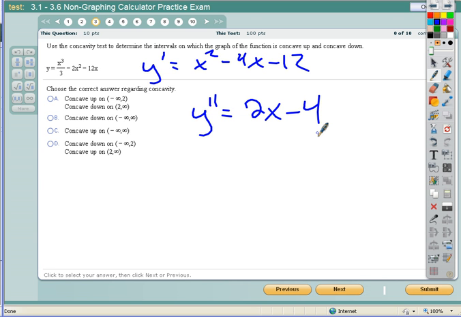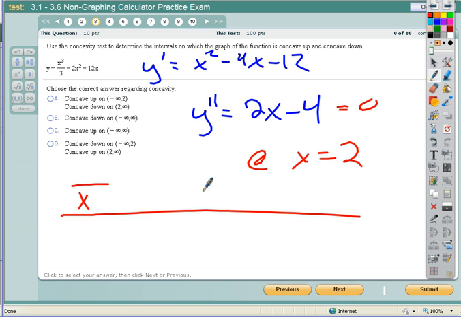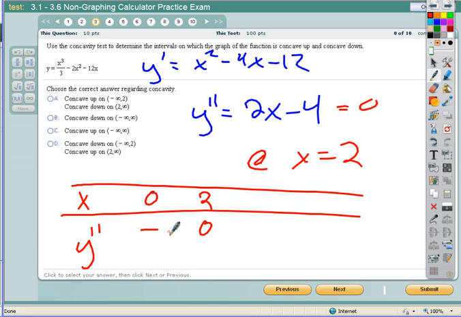And so if we made a little table, 2 is going to be our critical number of the second derivative. Notice that's a y double prime. For values less than 2, like 0, we would get a negative second derivative. For values bigger than 2, like 10, we'd get a positive. And so then doesn't that just mean that it's going to be concave down on the interval up to 2 and concave up on the interval above 2? Right? Everybody see then that this has got to be our answer?